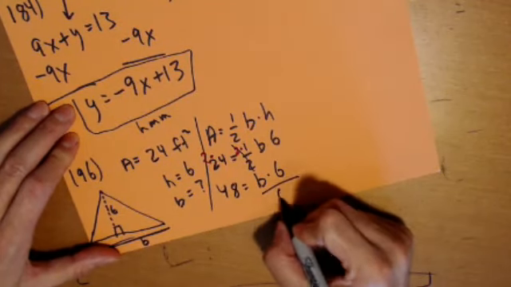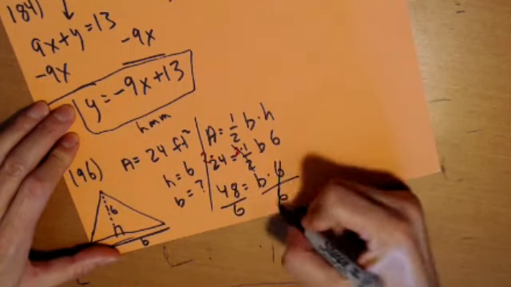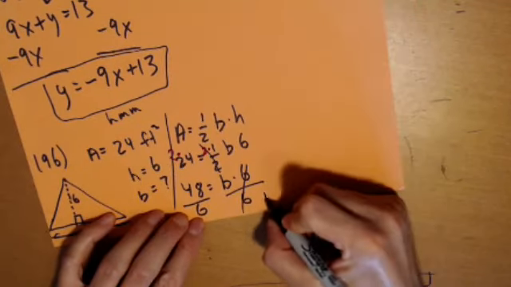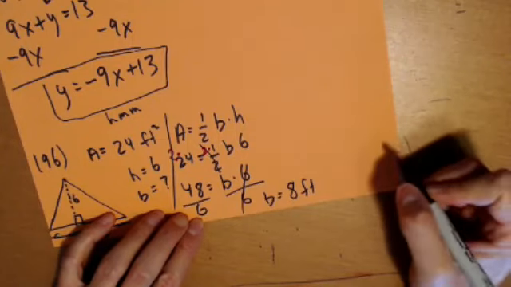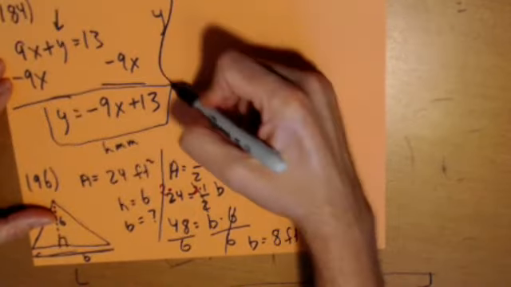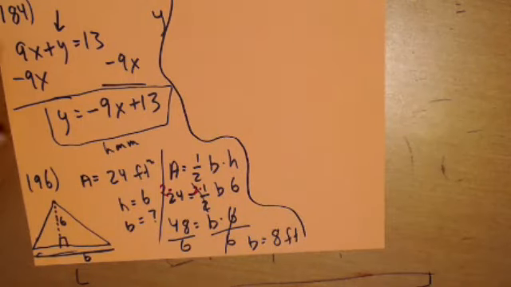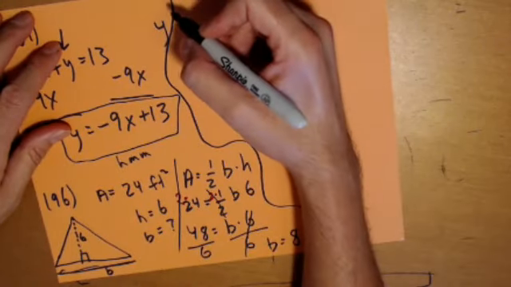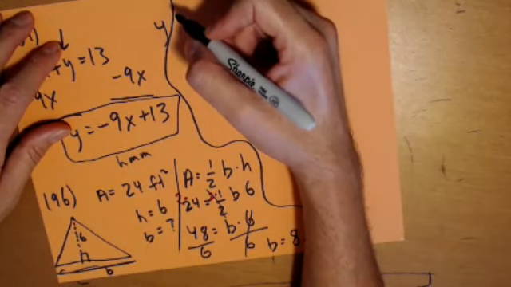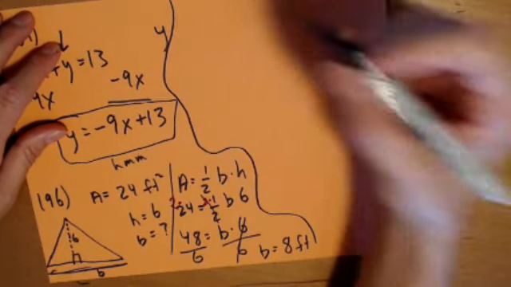Get B alone, divide by 6, divide by 6. And so 48 over 6 is 8. And so the base B is equal to 8. 8 what? 8 feet. Okay. That was 196. 198, no, that's a height area. 200.